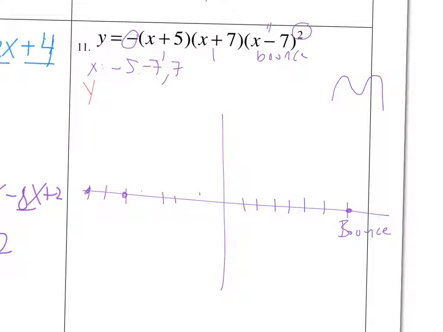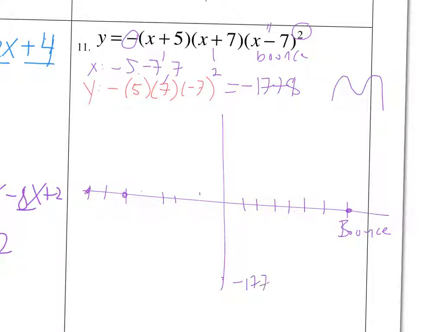Now I need the y-intercept, so plug in 0 for x: negative 5, 7, negative 7. When I multiply these together, negative 5 times 7 is negative 35. That times 7 is going to be positive 245. And actually, this should be negative 7 squared. So that's going to be positive 245 times negative 7. It should be something like negative 1778. And don't worry, I didn't do that magically in my head. I got a calculator for that one.